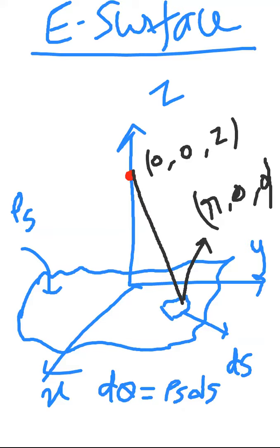Once you know these 2 points, this point and this point, what will be the direction of your electric field? The direction of the electric field will be in this way. Generally, this is the source, and this point is called the observation point.